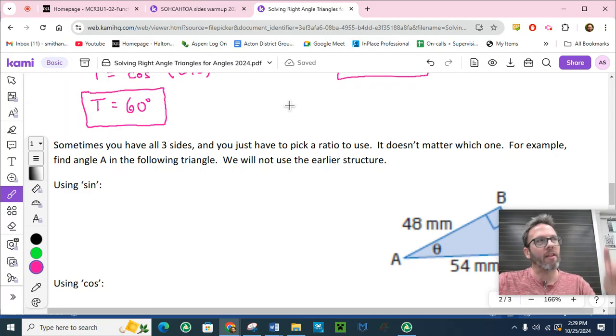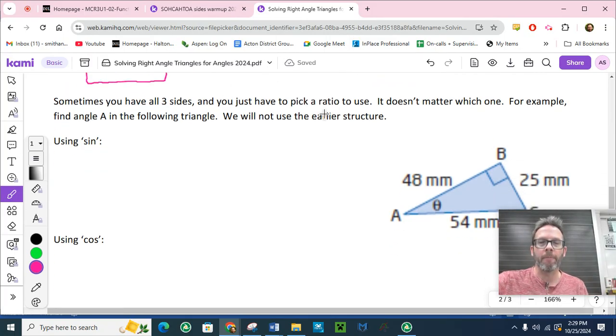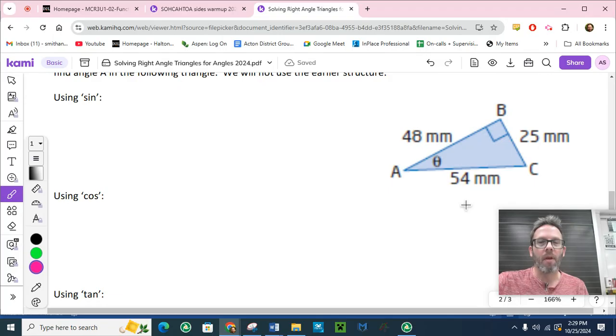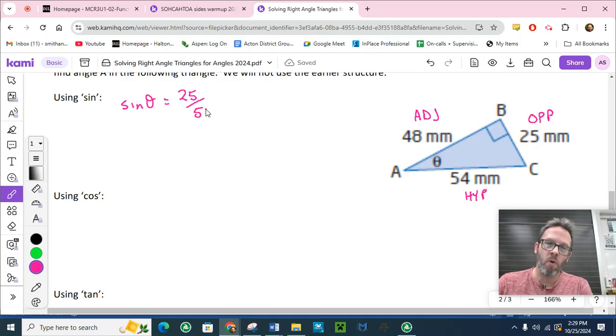All right. This is a question like the warm-up, where we want to find angle A, but I've given you all 3 sides. Now, you guys aren't going to get bogged down by choice when you face these in the wild. You're just going to pick a ratio to use, because it doesn't matter. For example, if 25 is the opposite side here, and the long side is the hypotenuse, 54, that makes 48 the adjacent side. Then if I was to use the sine ratio, so sine of theta is 25 over 54.